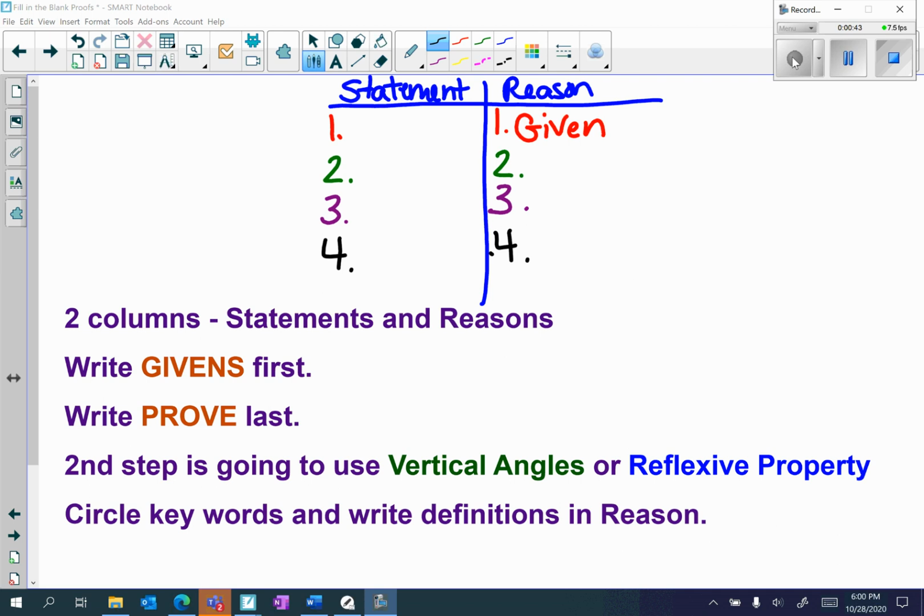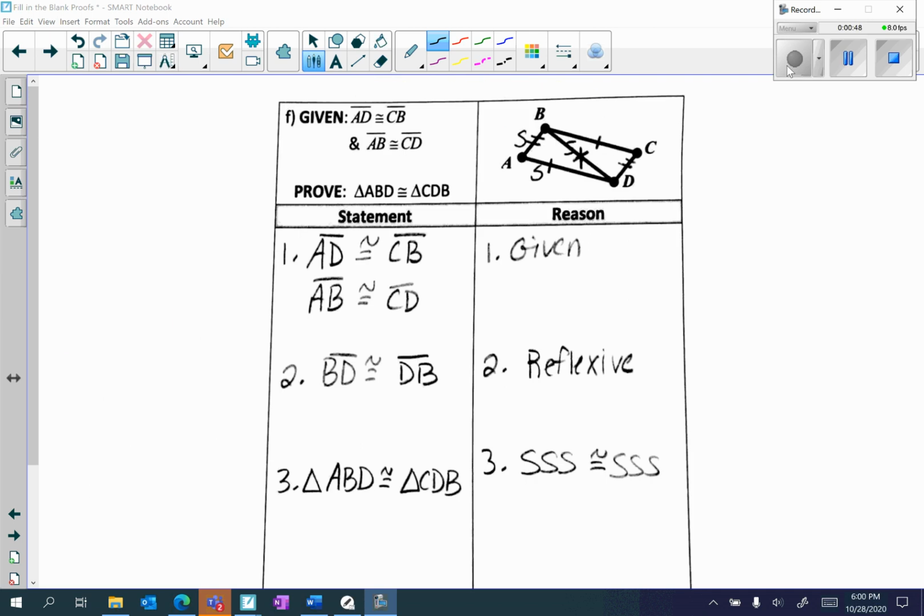Let's take a look at an example of a two-column congruence proof. Here we have an example of a proof. Notice we have our givens: AD congruent to CB and AB congruent to CD. You write that first. The reason is that it is a given. Then you look at your proof statement and you write that last: triangle ABD congruent to triangle CDB.